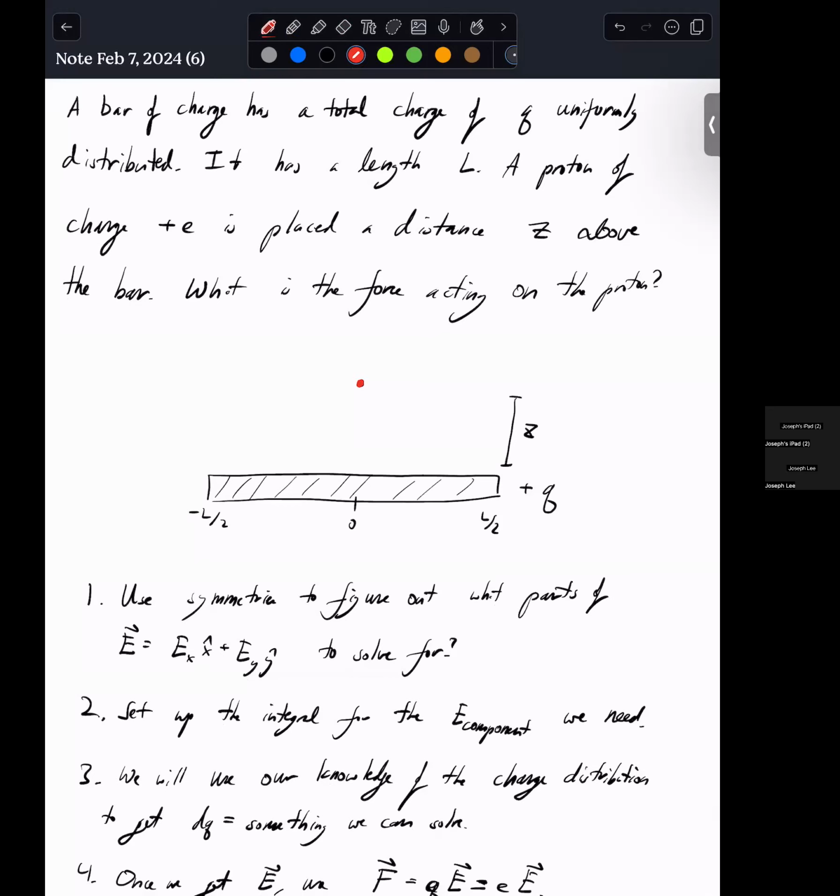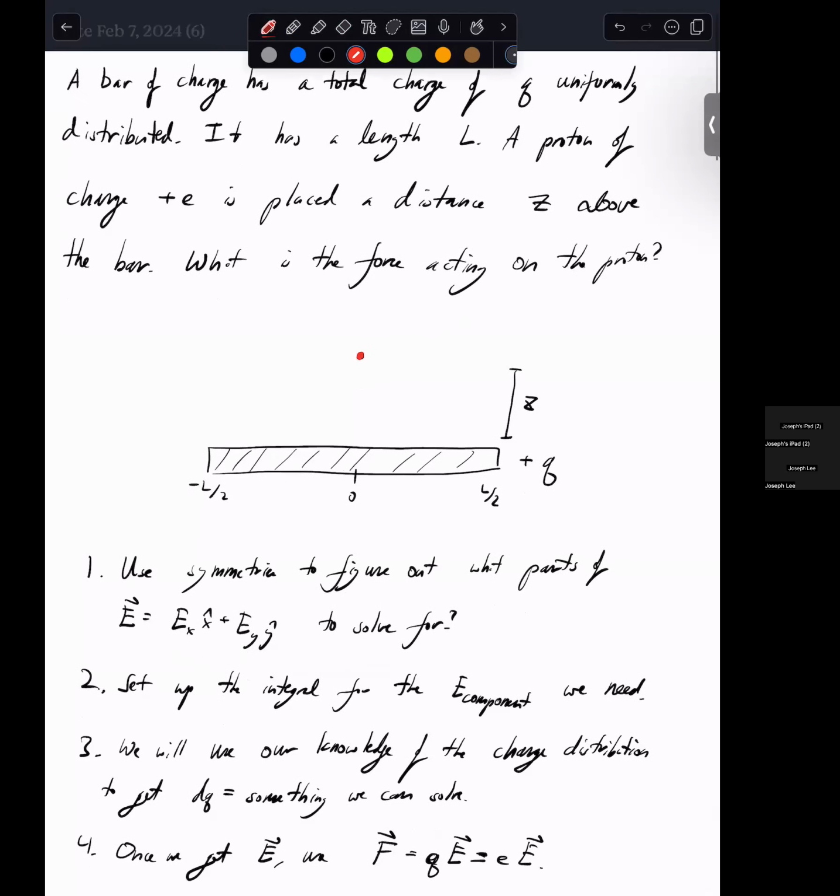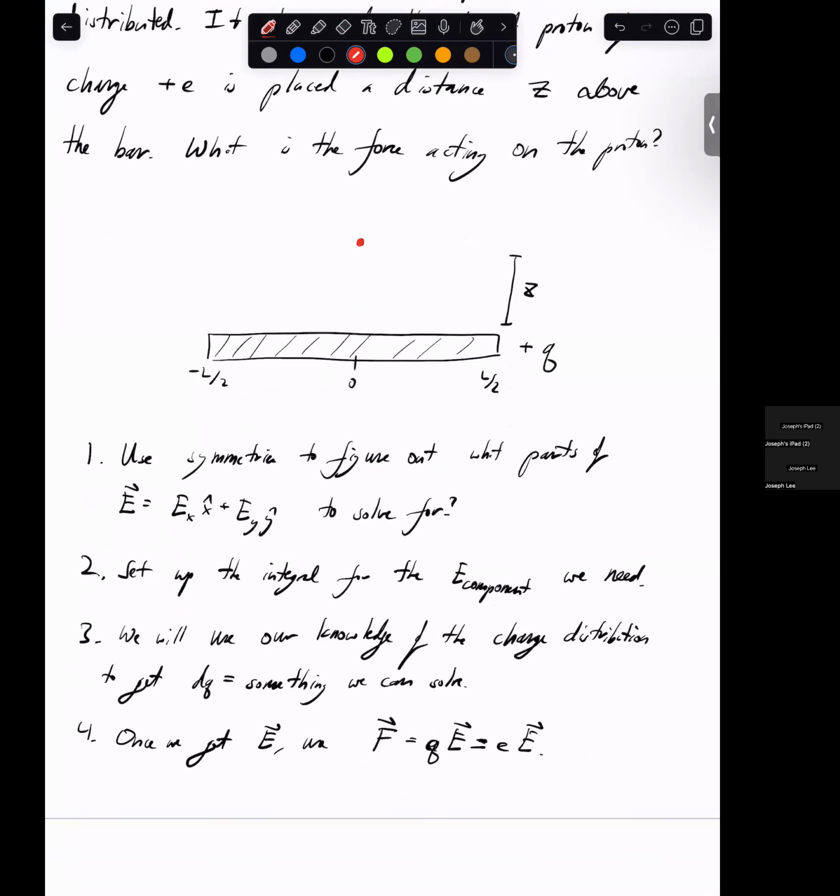This is going to be very similar to, I believe, worksheet 1, problem 2, and worksheet 3, problem 1. So how do we approach this problem? We're going to need to find the electric field to get the force. That's the bulk of the problem. So the first thing we're going to do is solve for the electric field, and the way we're going to do that is the following method.